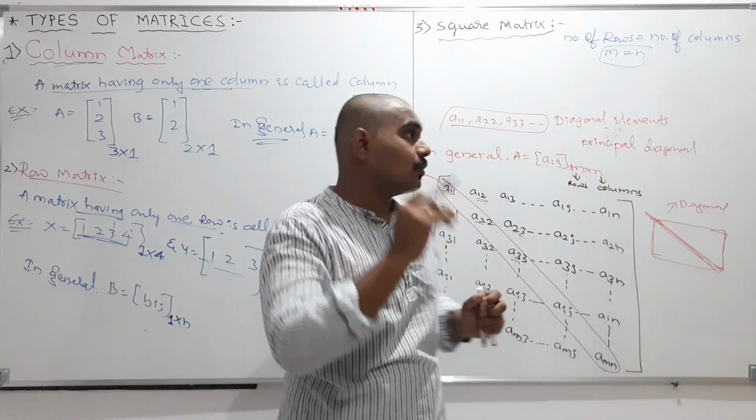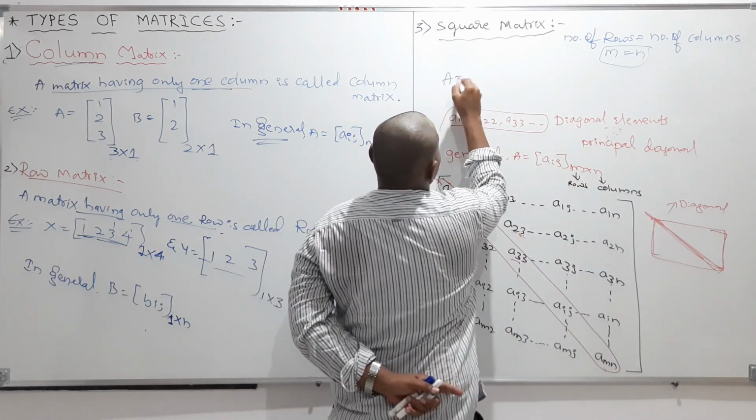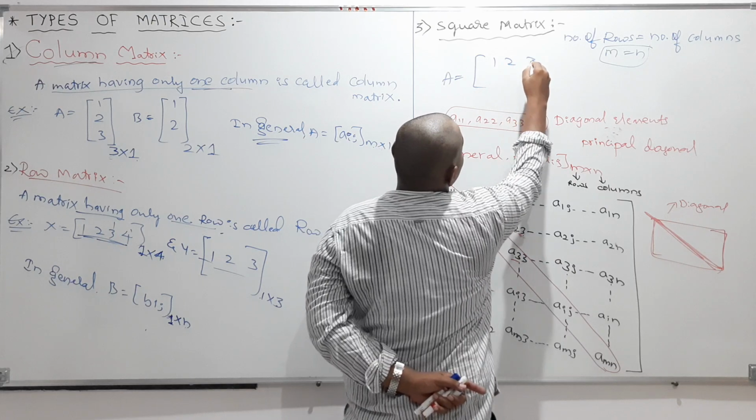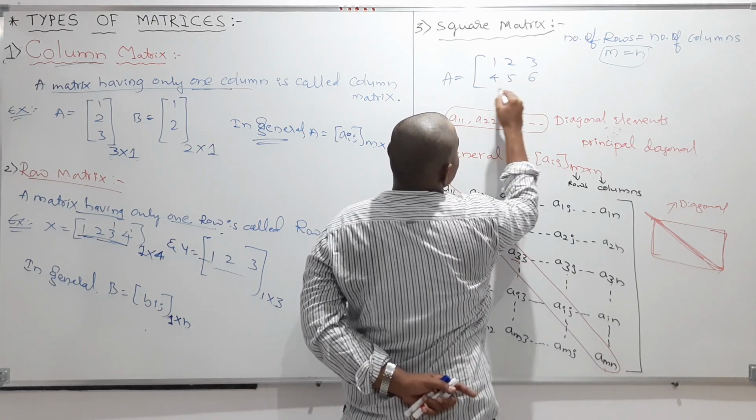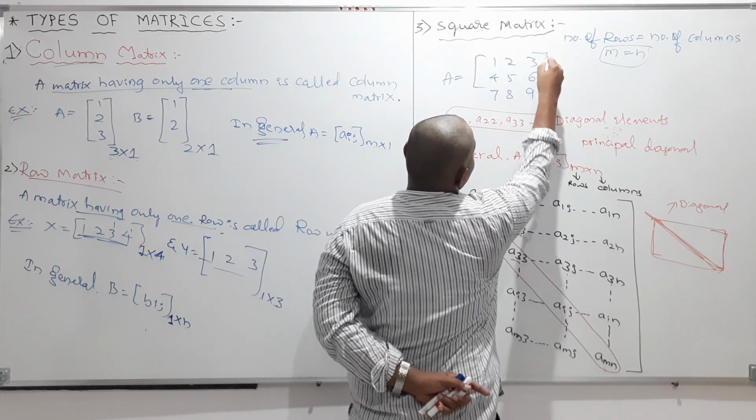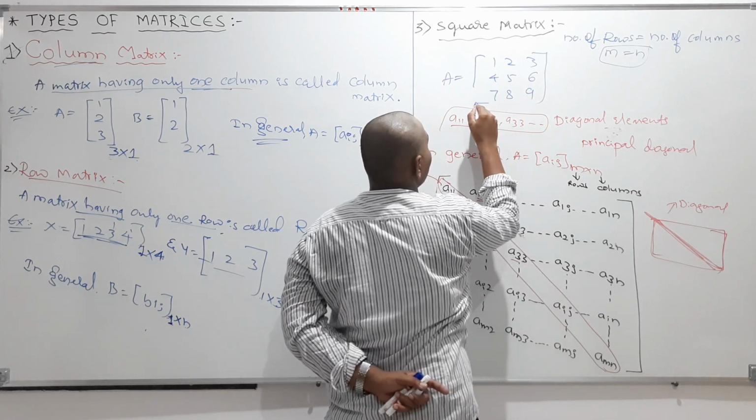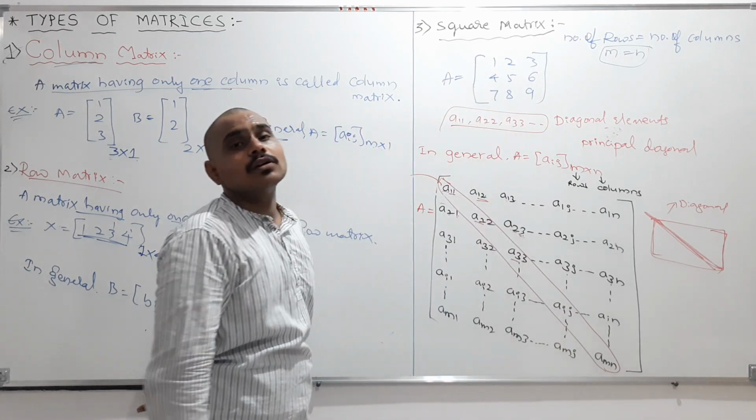And as an example you can take A is equal to the matrix with rows 1 2 3, 4 5 6, 7 8 9. Yes, my dear students, please tell me the order of this matrix. What is the order of this matrix?